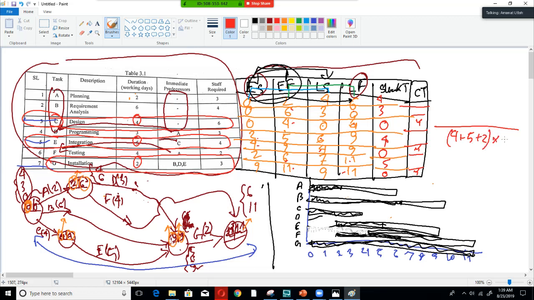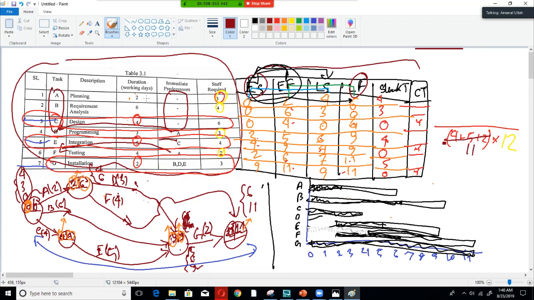We have to multiply this with the staff required of the non-critical path, so let us use another color: 3, 4, 3, 2. So 3 plus 4 plus 3 plus 2 gives 12. Let us also calculate this value over here: 4 plus 5 plus 2 gives 11. So 11 into 12.